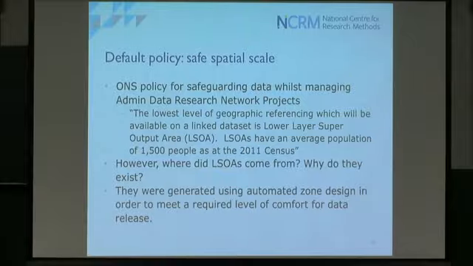So the default policy for using data in this kind of situation, and for the Administrative Data Research Network projects, is where typically a lower layer super output area is being used with an average population of about 1,500 individuals, and this is as of the 2011 census. But of course our lower layer super output areas were generated from an automated zone design solution to meet that required level of comfort.